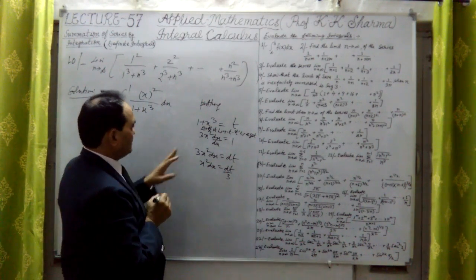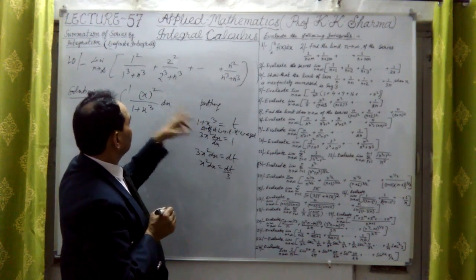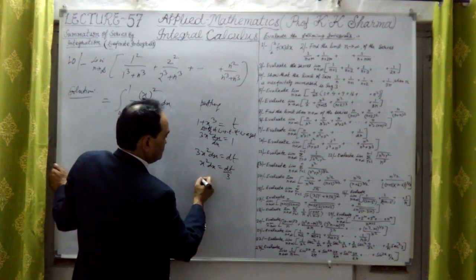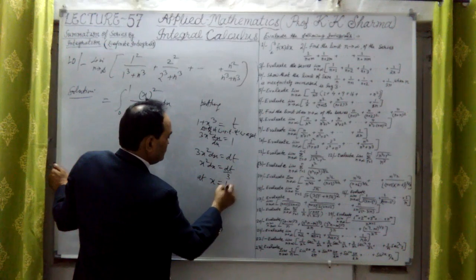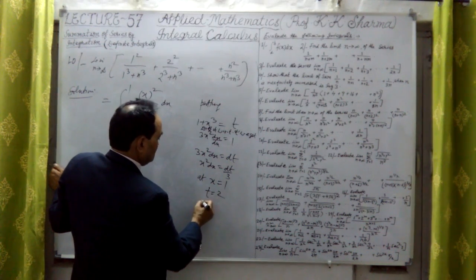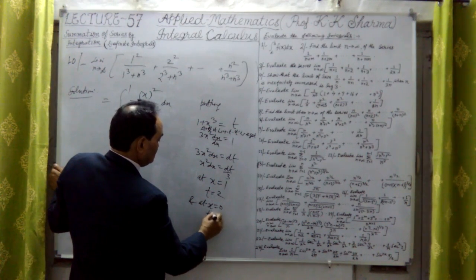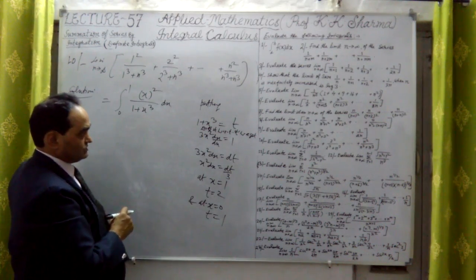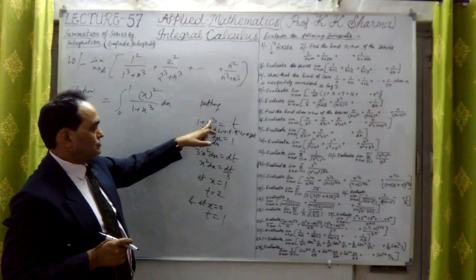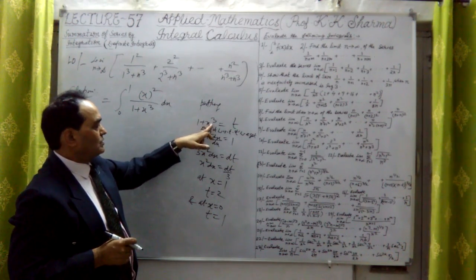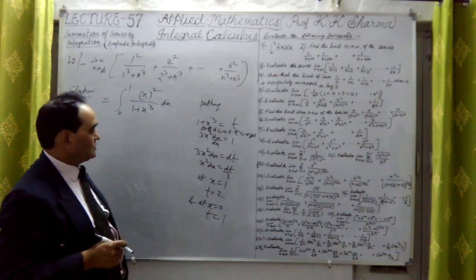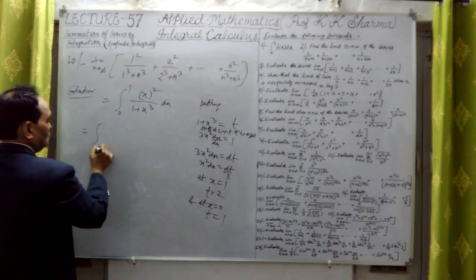What are the limits here? By converting the limits, at x equal to 1, t equal to 2, because 1 cube is 1. At x equal to 0, t equal to 1. Because when we substitute x equal to 0, t equal to 1, and x equal to 1, 1 cube is 1, 1 plus 1 is 2. Upper limit is 2 and lower limit is 1. Here limits are 1 to 2.